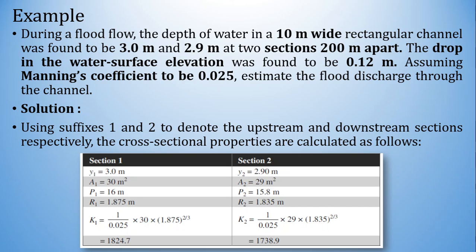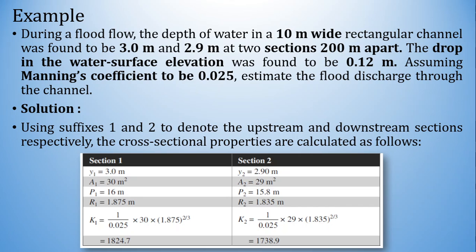The drop in the water surface elevation was found to be 0.12 meter. This is the head loss. Assuming Manning's coefficient small n is equal to 0.025, estimate the flood discharge through the channel.